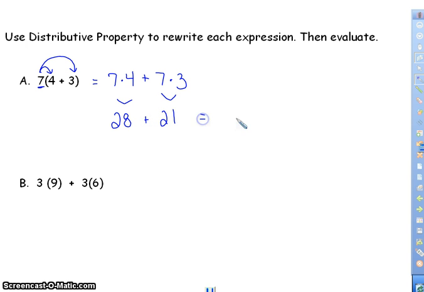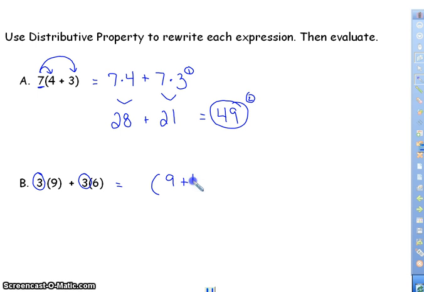When I add those together, I get 49, and that's my solution. Okay, so this is part 1, part 2. Now for this one, it's already broken up into its distributive properties. So when I use the distributive property, I'm going to show that I'm taking that 3 and I'm multiplying it by both the addends. So my addends are 9 and 6.